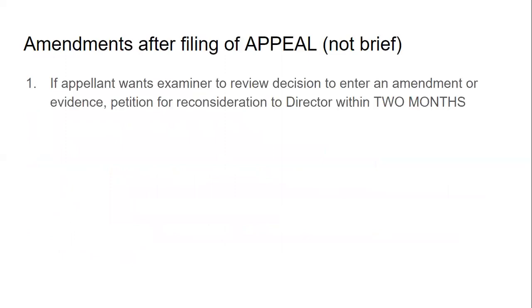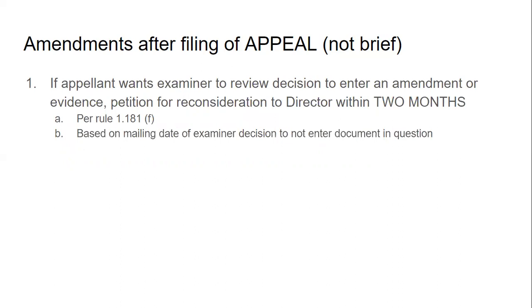So now the amendments for after filing of appeal. If an appellant wants the examiner to review the decision to enter an amendment or evidence, the petition for reconsideration has to be done to the director within 2 months. That's a really important time period there. And this is for amendments between the filing of the appeal and the appeal brief. And that is based on Rule 1.181(f), the petitioning director rule. And that is based on the mailing date of the examiner decision to not enter the document.